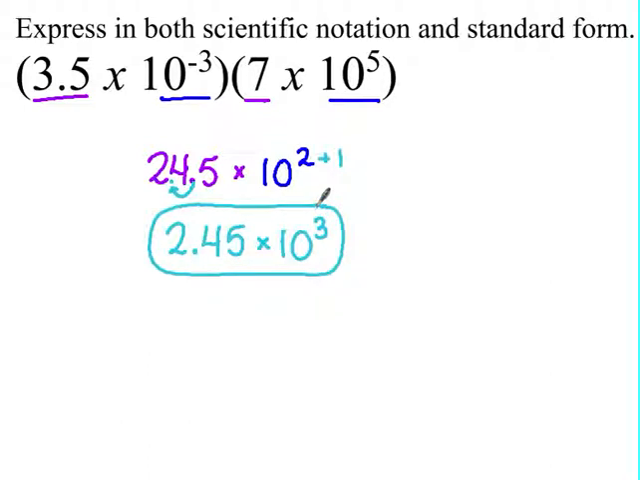Now what I need to do is change that to standard form. So to change that to standard form, I'm going to go ahead and move that decimal 3 places. And I get 2,450.